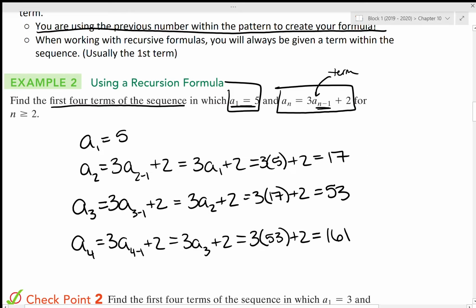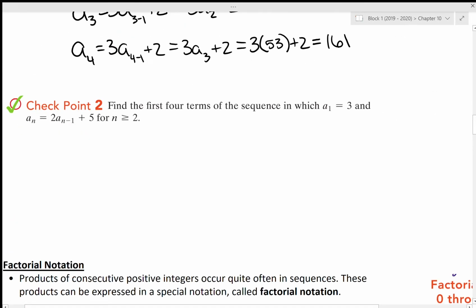Also, another thing, if you look this up online, you may see that they do A of n plus 1 equals 3 times A of n plus 2. It is similar. It is kind of the same thing in a way, all right? But just keep that in mind. It's still the same thing. Just the n plus 1 means my next term. I'm going to use the current term I have to find the next term. So pause the video, try out checkpoint 2.